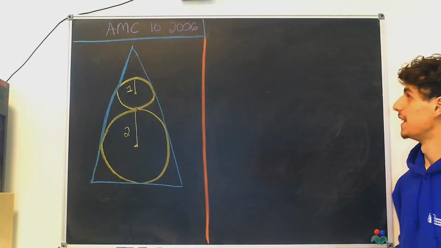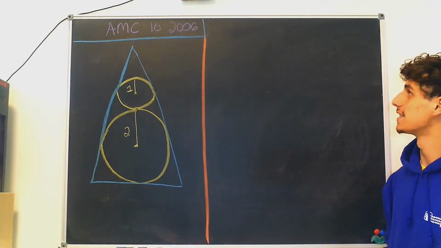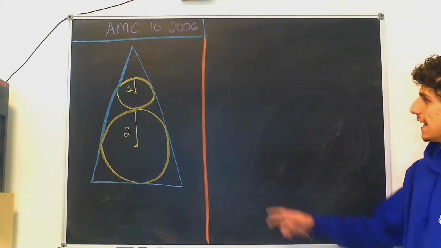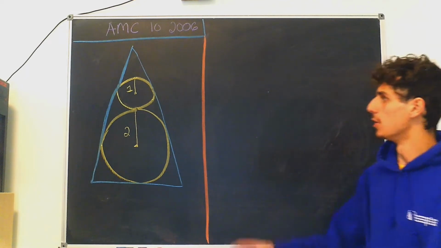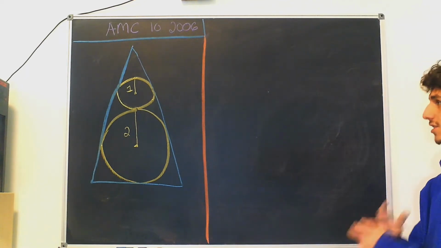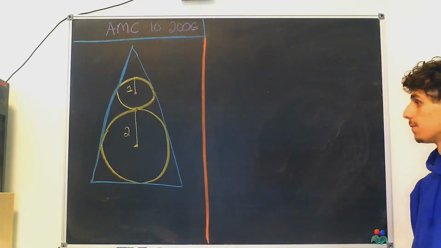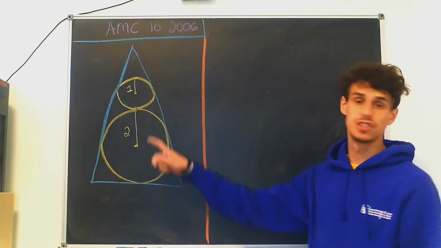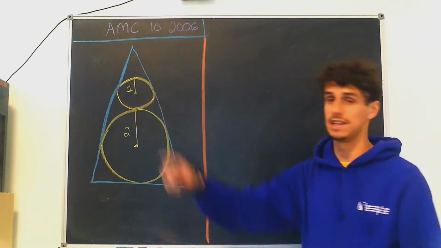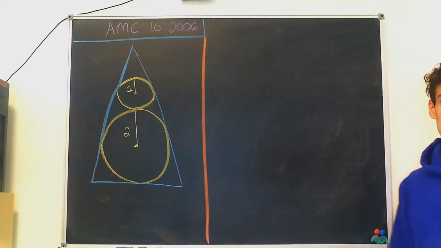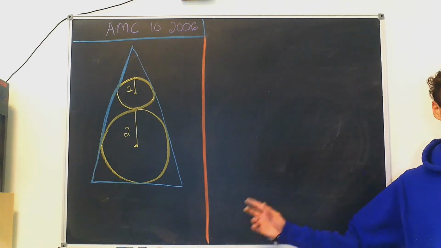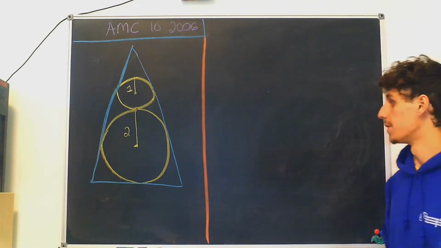Here we have a problem from the AMC 10 math contest in the year 2006. It gives us this triangle, which has two circles inscribed within it, and they're also tangent to each other, stacked on top of one another. The bottom circle has radius 2, and the top circle has radius 1. Our goal here is to find the area of the blue triangle. So let's jump into it.